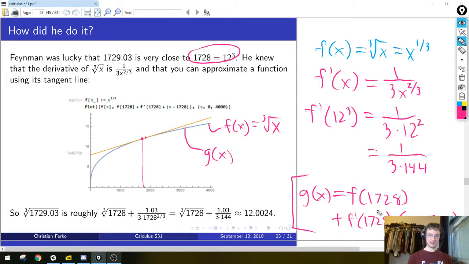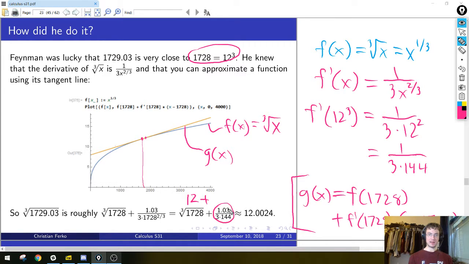Because this first thing we know is 12. So this is going to be 12 plus, what is x minus 1728? Well, x is this thing we care about, the number whose cube root we're trying to take. So that minus 1728, you can see very clearly is 1.03. So instead of taking this complicated cube root, all you have to do is take 12 and then estimate what is 1.03 over 3 times 144.